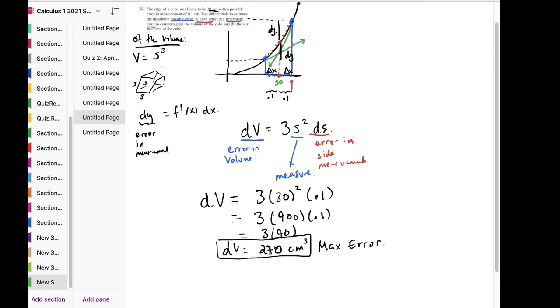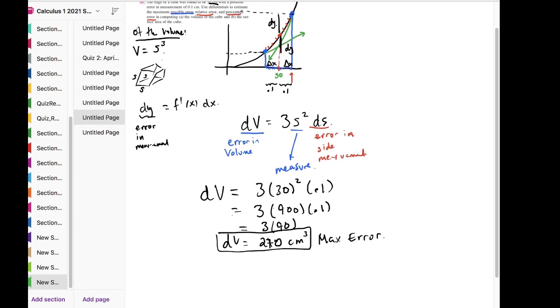Okay, see how we did that? So ds is our error in the side measurement, and if we're off by the side measurement, that gives us many different values for volume. To calculate what that error is in the volume, we can use the derivative, 3s squared, which you can think of as using the tangent line. Multiplying by the error in side measurement times the derivative gives us the error in volume measurement, or max error.